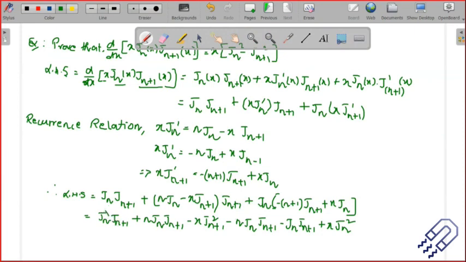So this gets cancelled with this, we are left out with this too. So that means I can take out x, and within the bracket it would be Jn square minus J n plus 1 square, that's the answer. So proved.